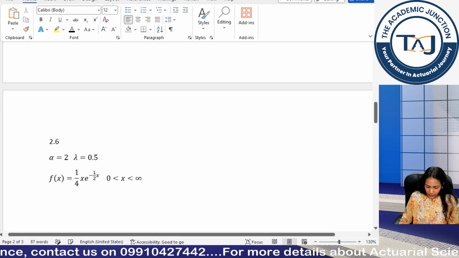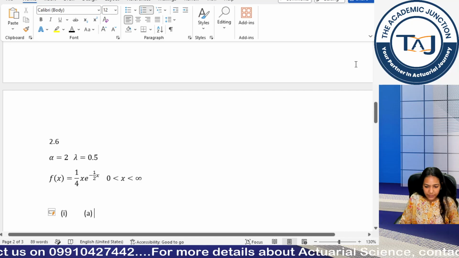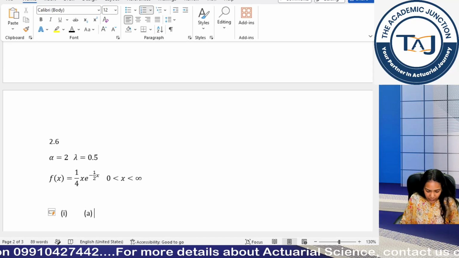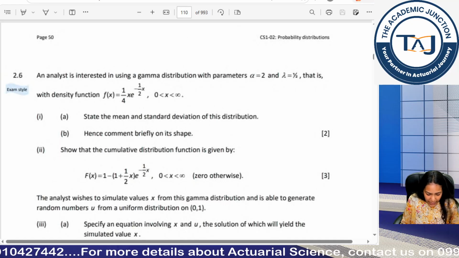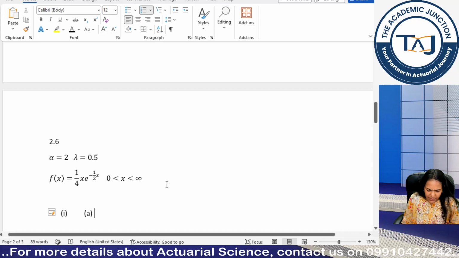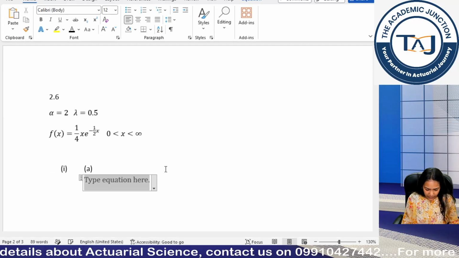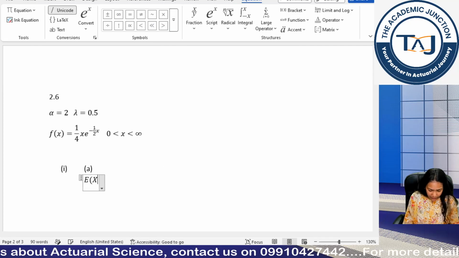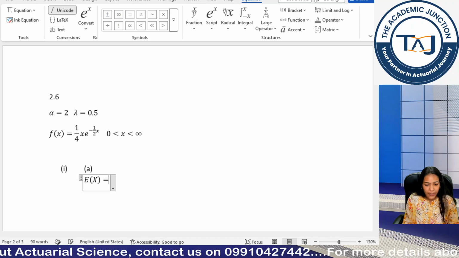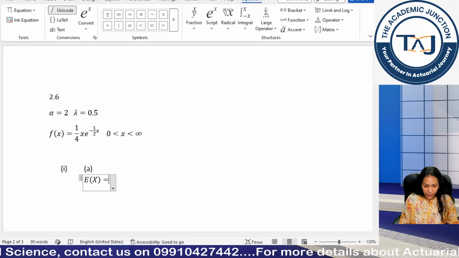Cool. Now let's come to its first question, what we have been asked. We have been asked to state the mean and standard deviation of this distribution. So we simply know the formulas. Let's do it. Firstly, equation editor bar. Then we need to calculate expectation of x. From the tables book, the formula is alpha by lambda. So firstly, we would state the formulas.